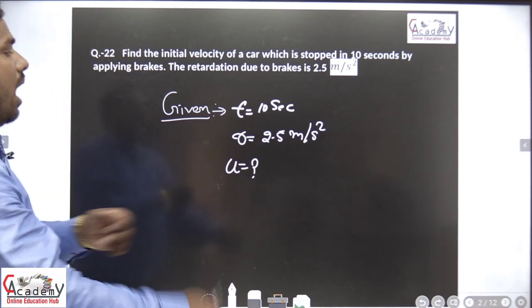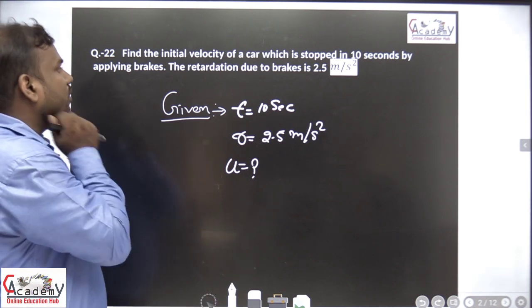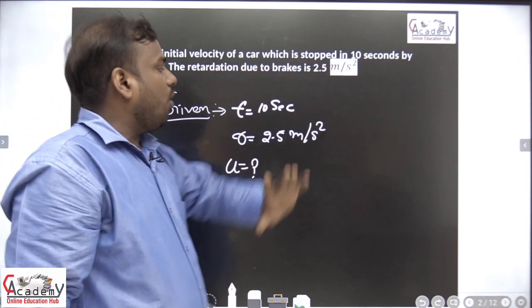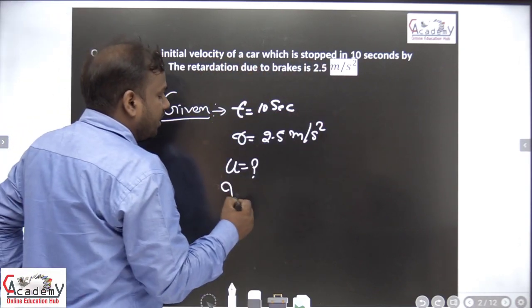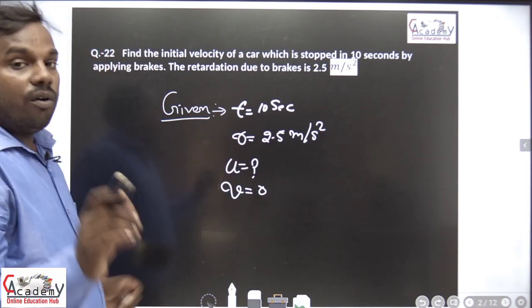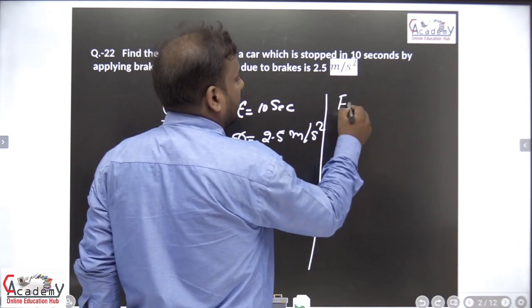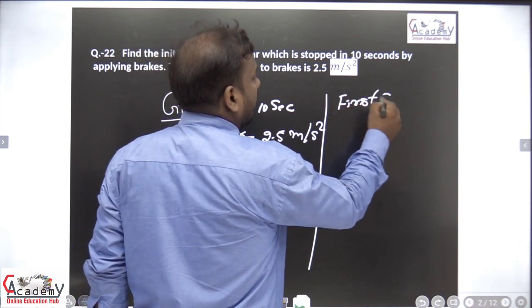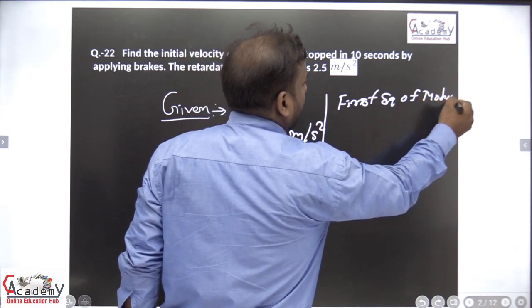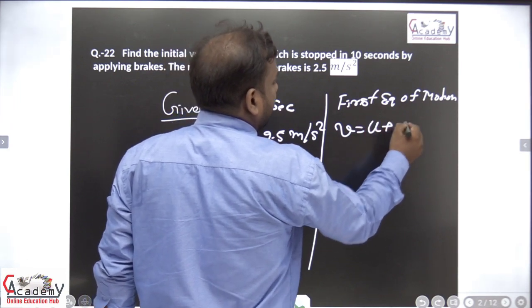So how do you solve? Here no initial velocity and no final velocity are given. Find the initial velocity of the car which stops. Stop means here the final velocity will be 0. Then how do you solve? We use the first equation of motion. What is the first equation of motion? v is equal to u plus at.